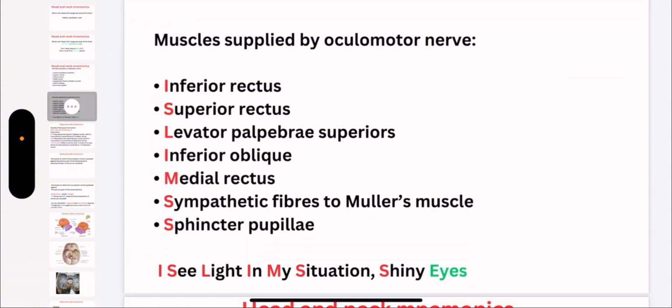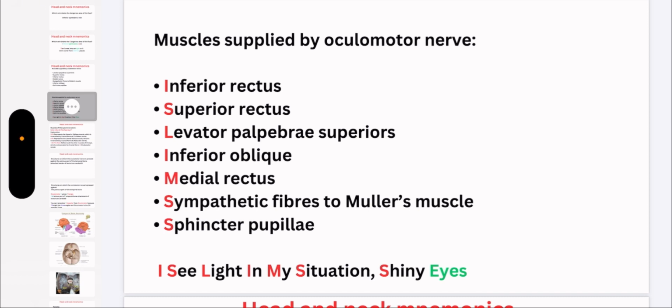I see light in my situation, shiny eyes. The word eyes will remind you we're speaking about the muscles of the eye supplied by the oculomotor. And the beginning of each letter in the rest of the words will remind you of each muscle. I is for inferior rectus. The letter S in see for superior rectus.